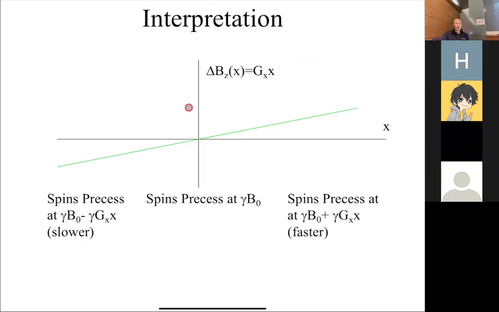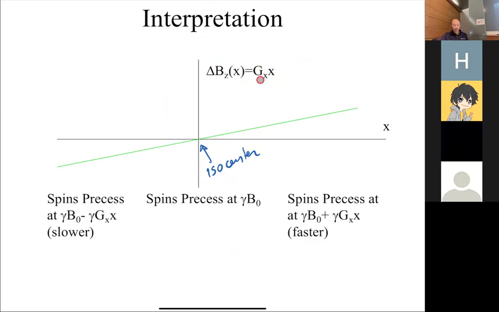So what it means is that a gradient looks like this, right? At the isocenter, and remember, this is a special place. The isocenter is the center of our magnet where there's no added gradients from our system, ideally. So there you can always assume the spins are at gamma times B naught. If I have a gradient in the x direction, remember, the gradient is defined such that the delta field it adds in the z direction is Gx times x.